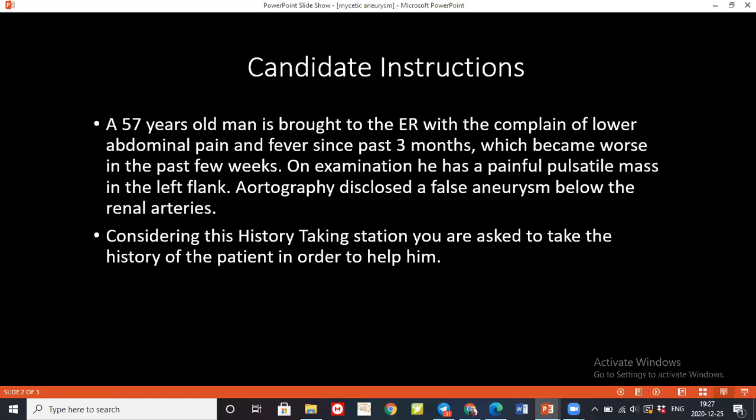So, it started about 3 months ago, to be exact. Okay, right. Can you please point out the site of pain with your finger? Yes, doctor, it's around my lower side of my tummy. Okay, I got you. Can you please tell me, did it start all of a sudden, or did it start gradually? It was a gradual pain.